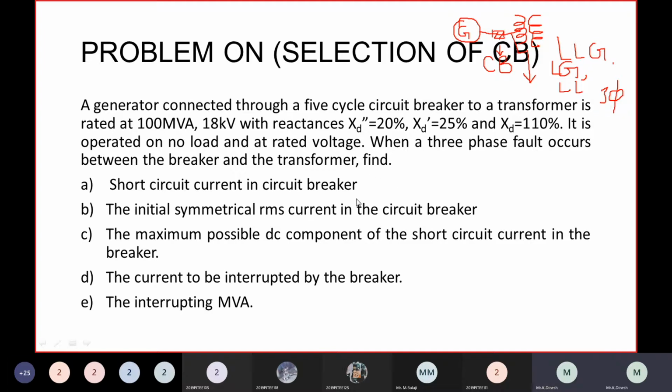In this situation, we have 5 essential criteria. Subdivision A is to find out the short circuit current. The second subdivision is the initial symmetrical RMS current in the circuit breaker. The third one is the maximum possible DC component of the short circuit current in the breaker. Fourth is the current to be interrupted by the breaker. And the fifth one is the interrupting MVA. These are the 5 solutions we calculate using this problem.